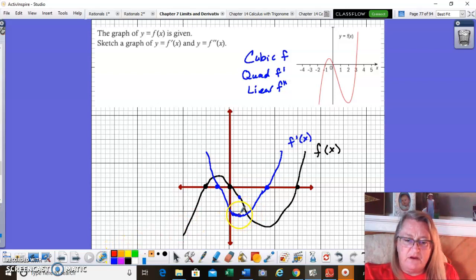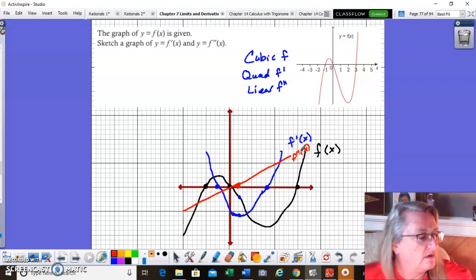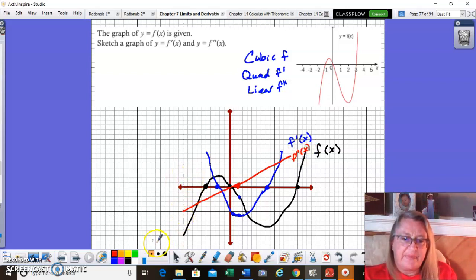We have a minimum here, which means then that'll be an x-intercept for us for the second derivative. It was a negatively sloped curve before that, so that means we're below the x-axis. And it's a positively sloped curve after that, so it's above the x-axis. So right here is my second derivative. Okay? All right, again, pause if you need to. I'm going on to the next graph.